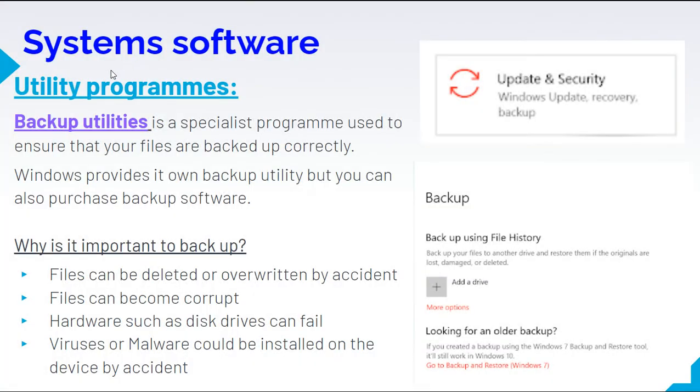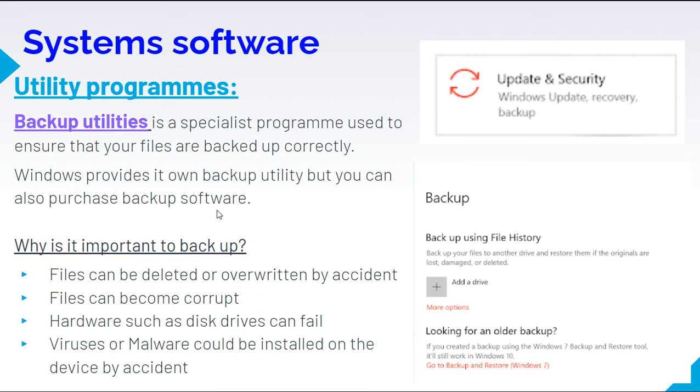Okay. Another type of utility program, backup utilities, super important. A specialist program used to ensure that your files are backed up correctly so you don't lose your work if something goes wrong. Windows provides its own backup utility, but you can also purchase backup software.